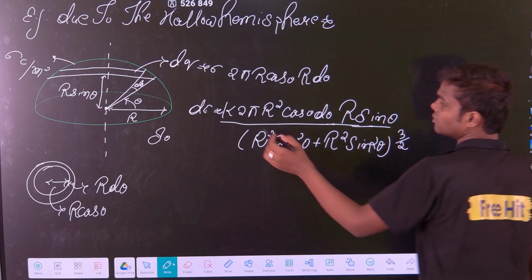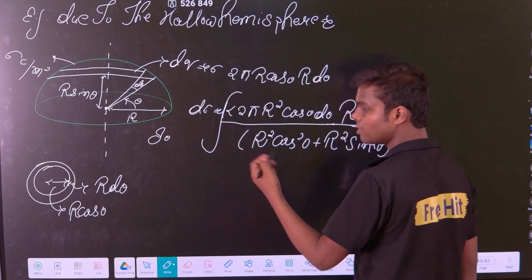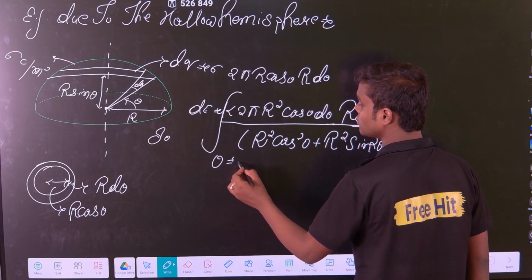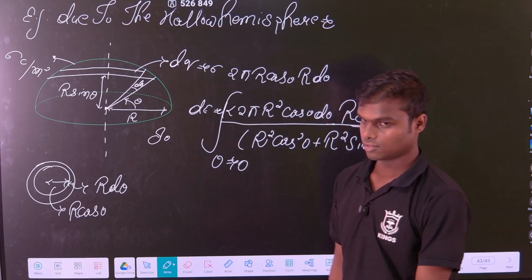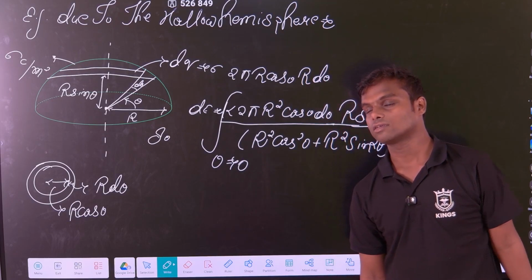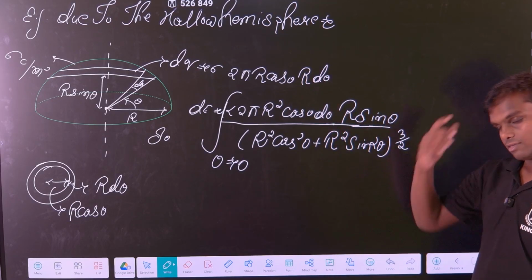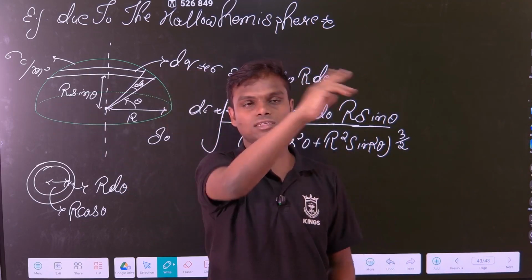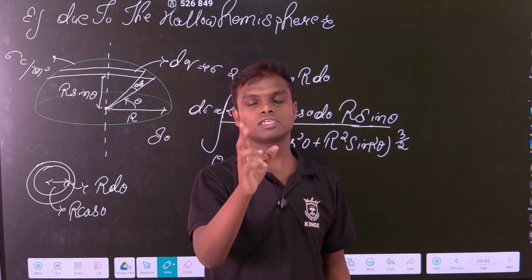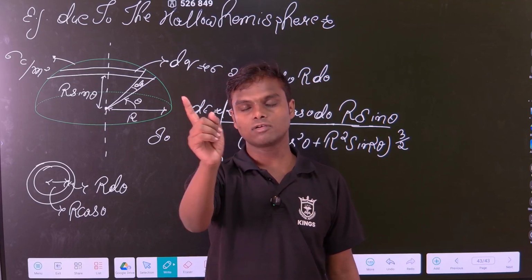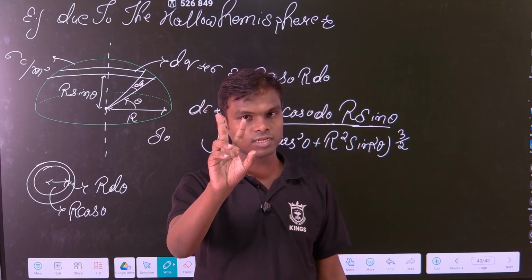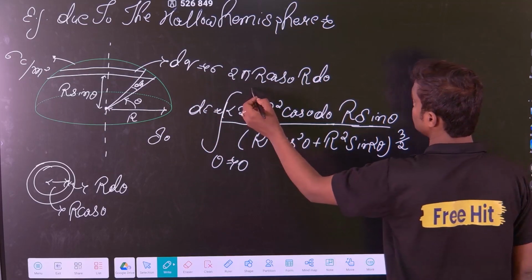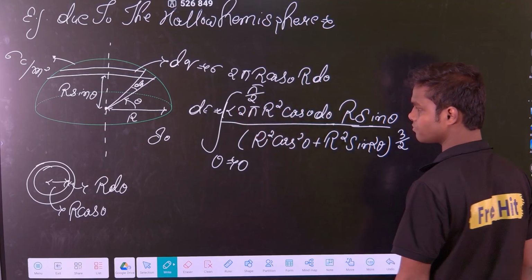Clear? This we have to integrate. What is the limit of theta? Theta will be from 0 to how much? 0 to pi? Think first. Don't say 0 to pi. If you rotate from 0 to pi, then you will cover this whole thing 2 times. So you have to rotate from 0 to pi by 2, then you will cover it 1 time. So you have to integrate from 0 to pi by 2.